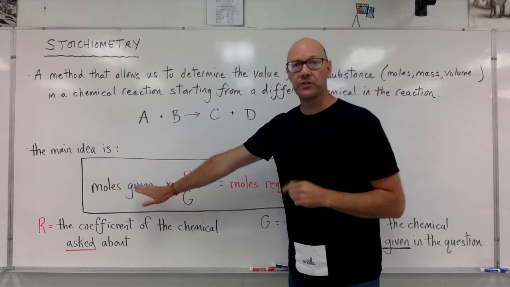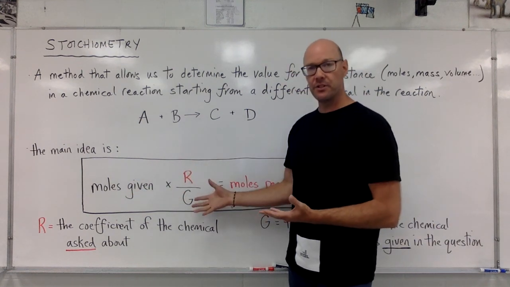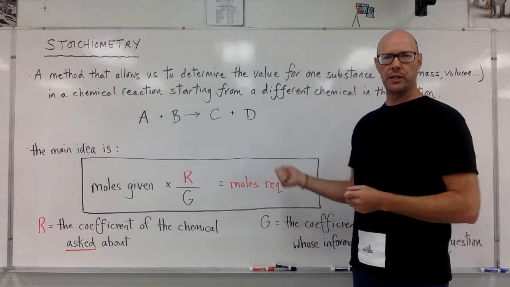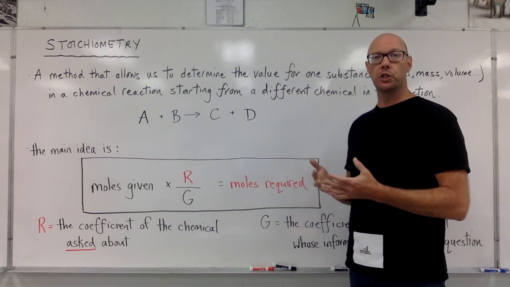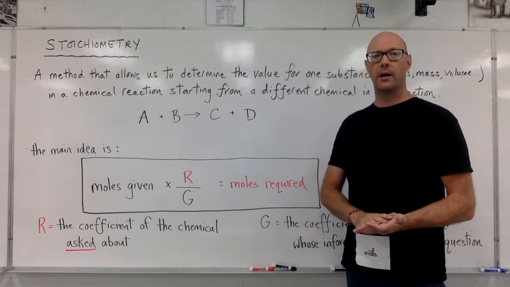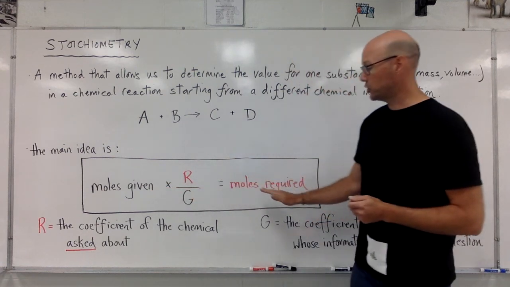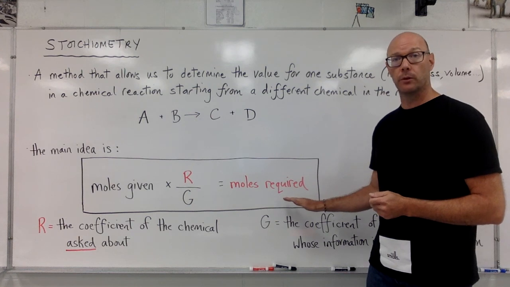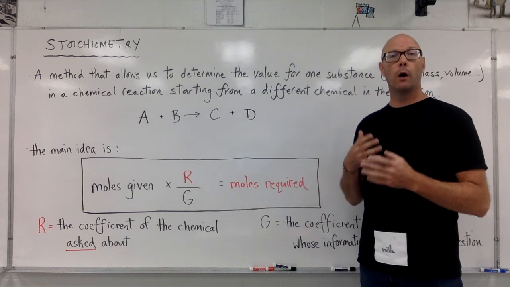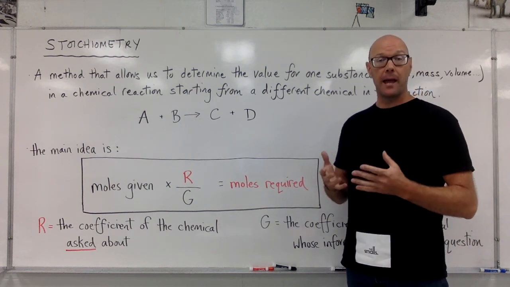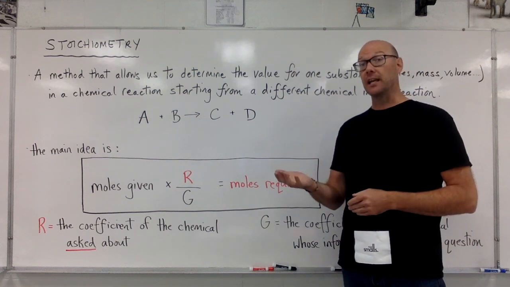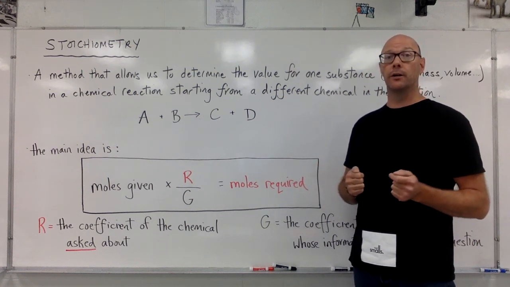This is moles given. It's moles times this thing equals moles. Moles equals moles, but what we end up doing is switching from one chemical to another. Moles given about one chemical allows us to switch to the other chemical. Moles required. We're always going to name some chemicals in the reaction as the given, the required.